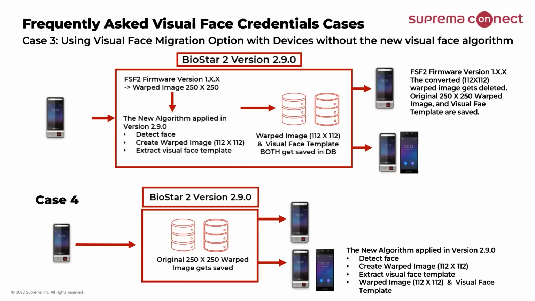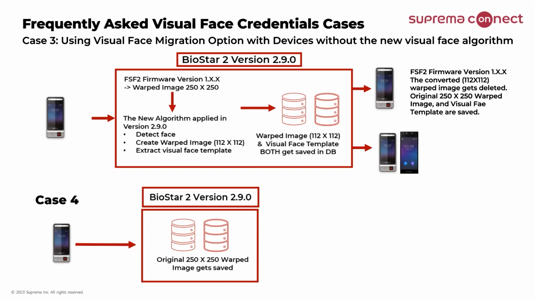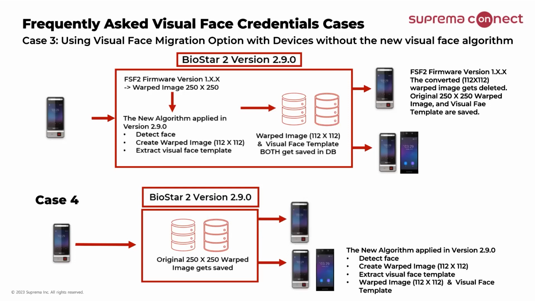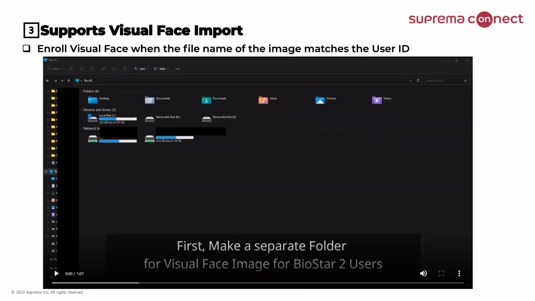You could have further questions regarding this. You could simply look at these previous charts and then follow which case could be applied to you as well. Now, how are we going to do the support visual face import? Enroll visual face when the file name of the image matches the user. The main key point here is as long as you create an image file of the user with an exact name that matches the user ID, it will automatically save the image file for that user as well. Let's look into it.